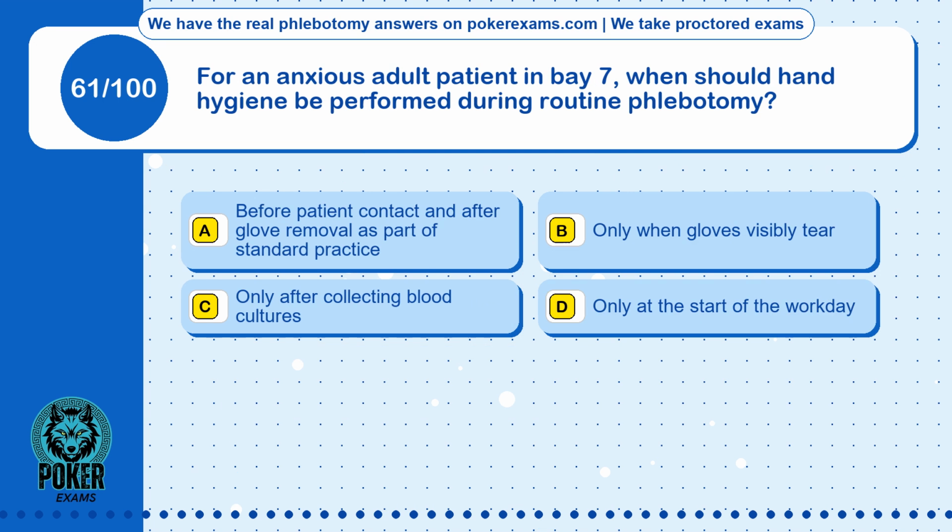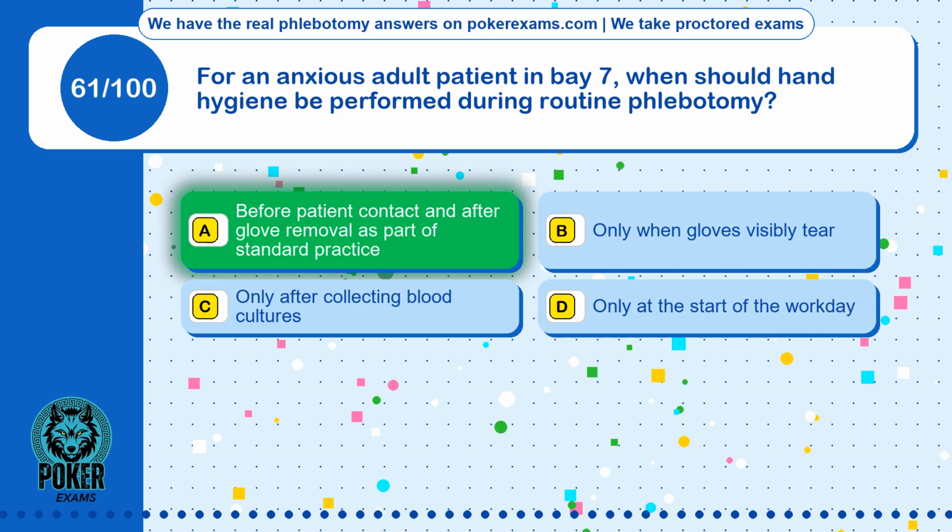Question 61. For an anxious adult patient in Bay 7, when should hand hygiene be performed during routine phlebotomy? Option A. Before patient contact and after glove removal as part of standard practice. Option B. Only when gloves visibly tear. Option C. Only after collecting blood cultures. Option D. Only at the start of the workday.